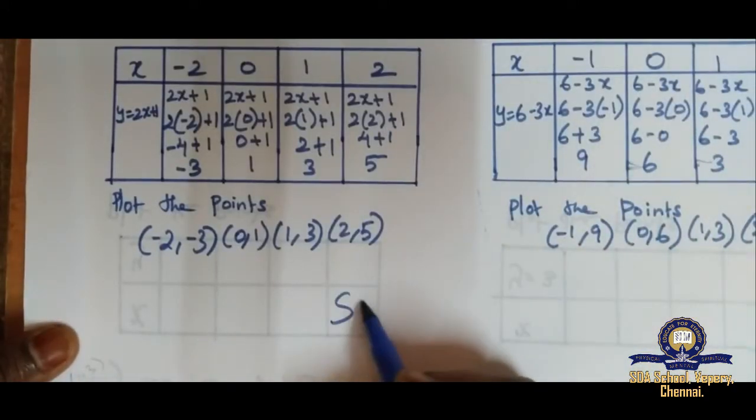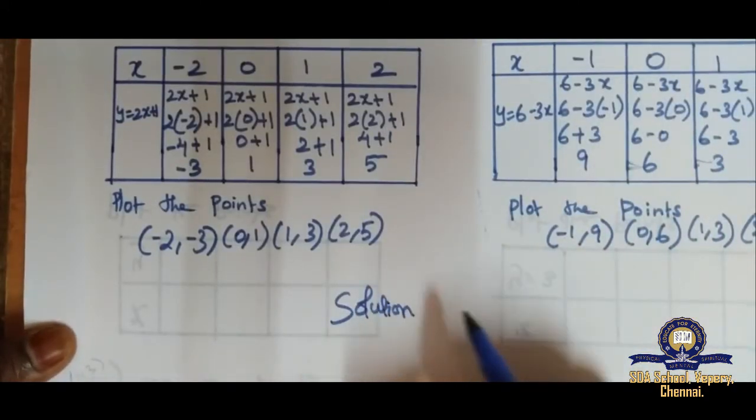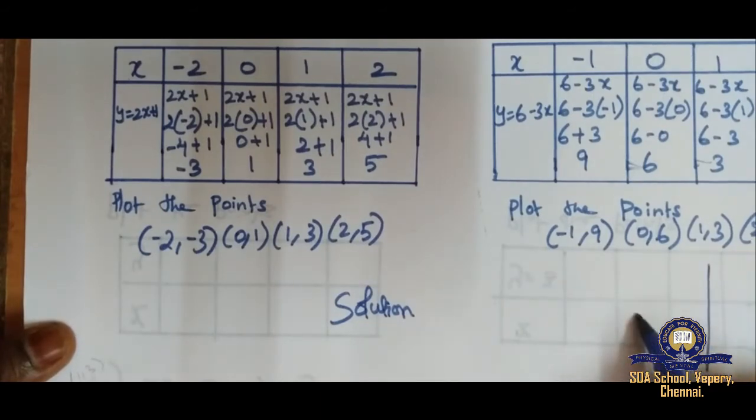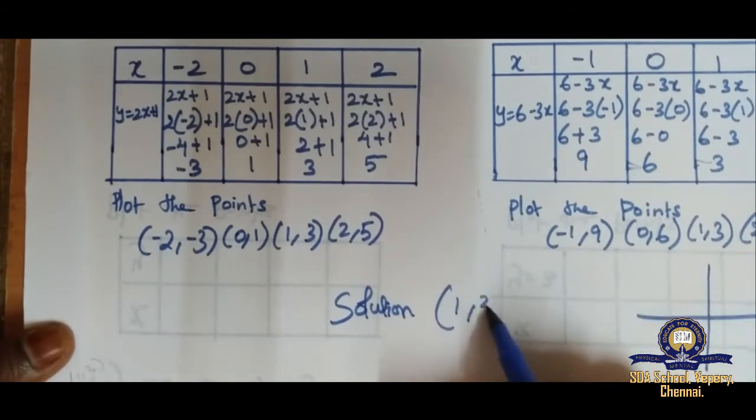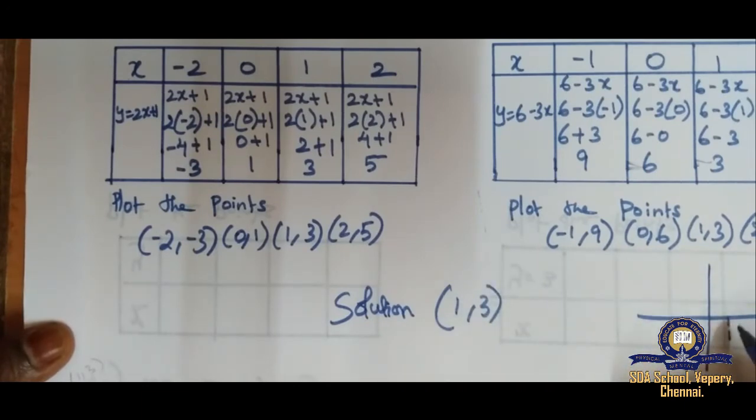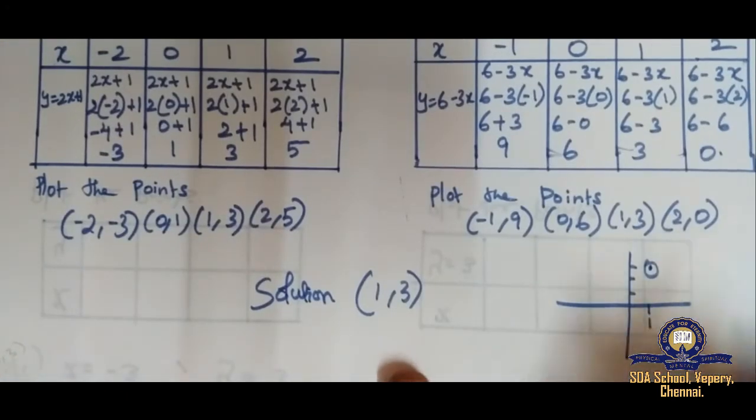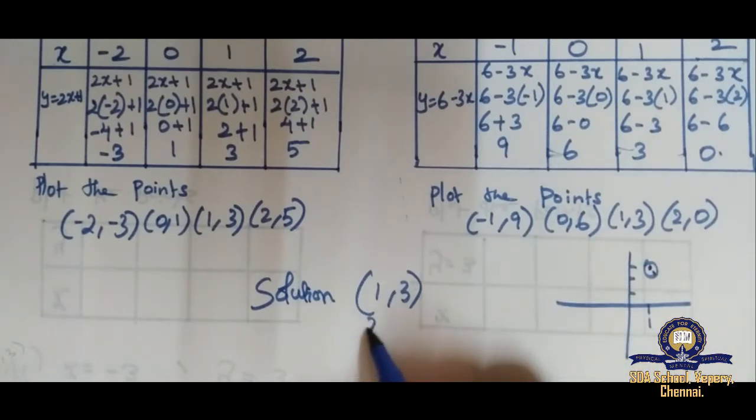After plotting that, you will get a solution as 1 comma 3. Positive 1 will come here, right? Positive 3 will be here somewhere. This point you will get as a meeting point. After plotting this equation, draw one line, join the points. Then the connectivity point you will get as 1 comma 3. This is x value 1, then y value 3. This is the 5th question.